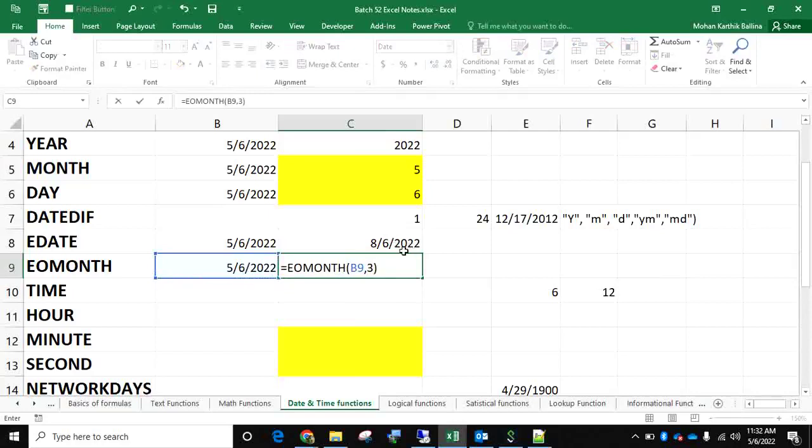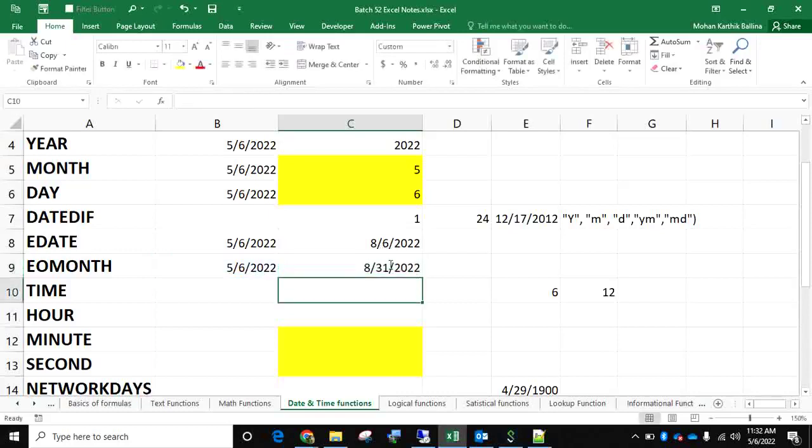8/6/2022, right? But here it is strictly, forcefully saying that end of the month. So it will take last month of that particular date. For example, the actual date would be this one, but it will not give this data. In this month, what is the last date? 31st, August. That would be your answer. That means remaining days, like a grace period.